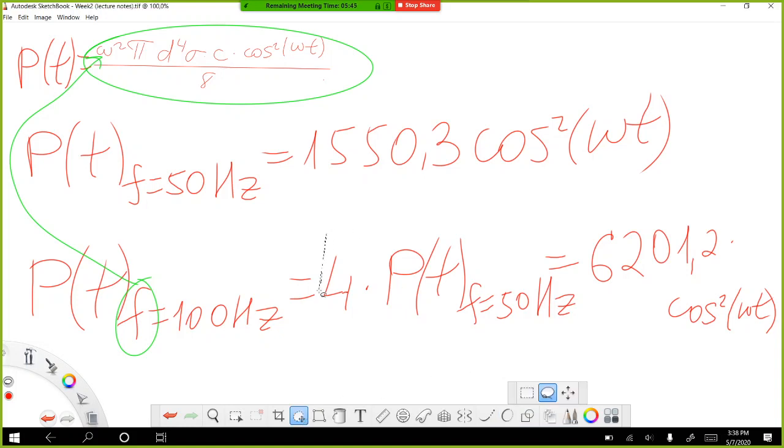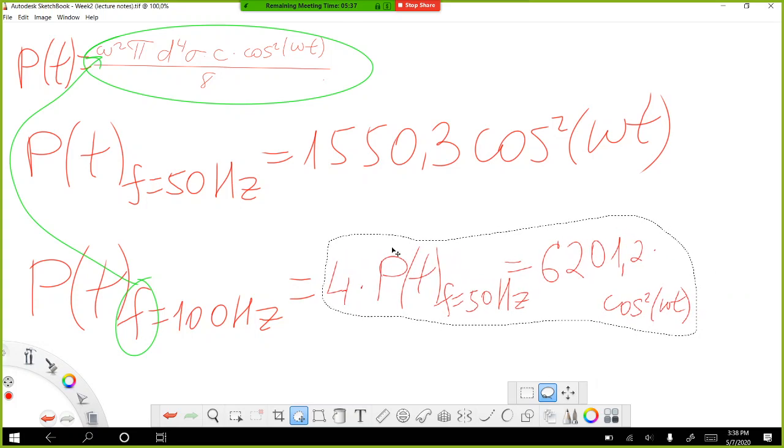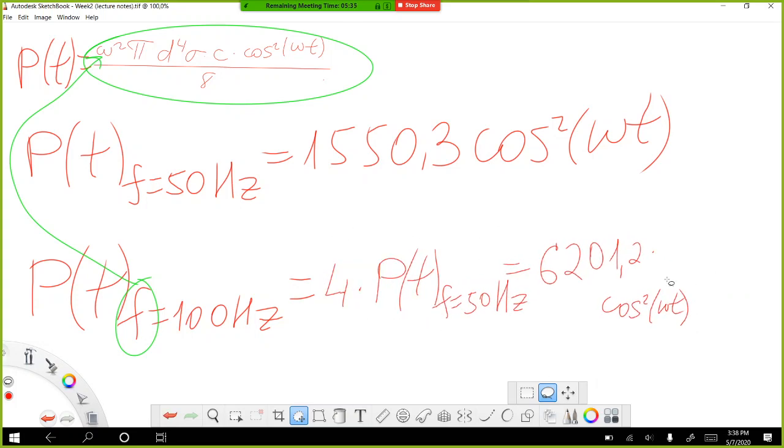So as you can see, we are not increasing the current, we are not increasing the parameters of geometry of our system, we are just increasing the frequency. By just increasing the frequency, we can increase the power dissipated by our disk.